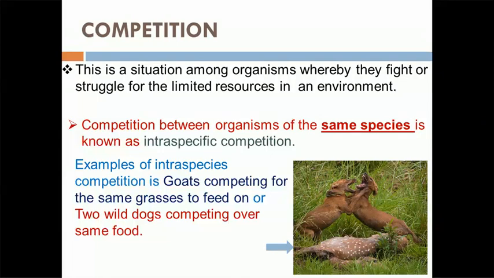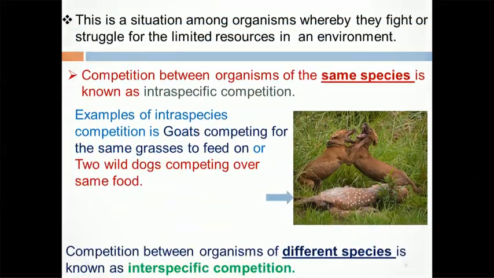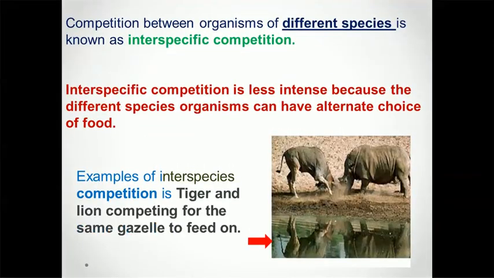Intraspecific competition. Examples of intraspecific competition are goats competing or struggling for the same grasses to feed on in a given land, or 2 wild dogs competing over the same food, which can be a zebra, antelope, gazelle, or so. So look at the image to understand what I'm saying. Now, the second type of competition is called interspecific competition.